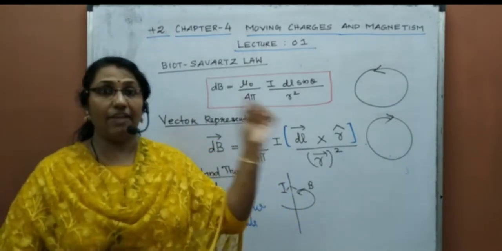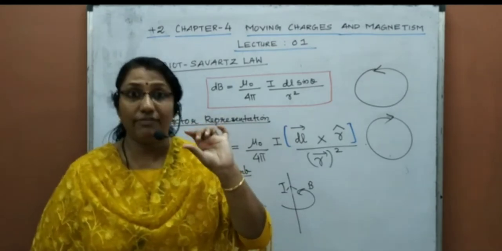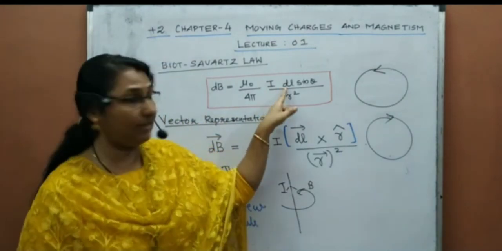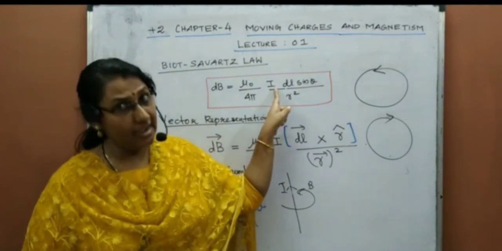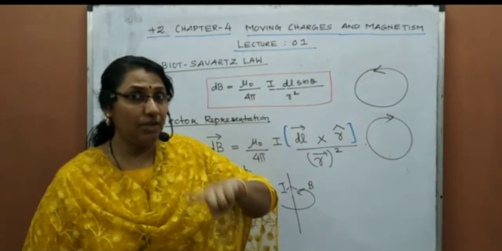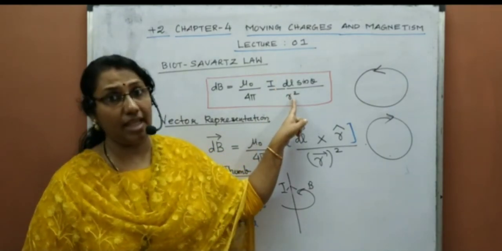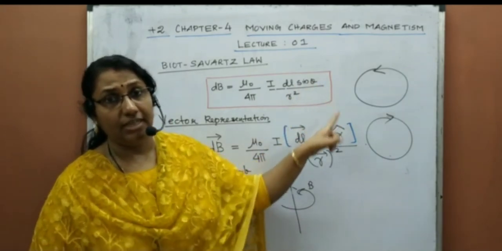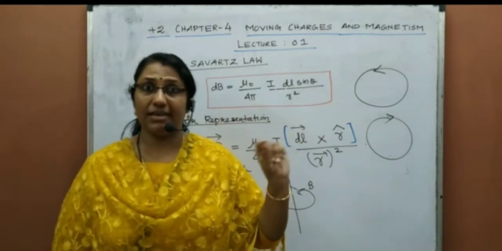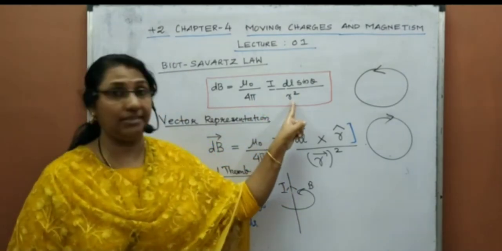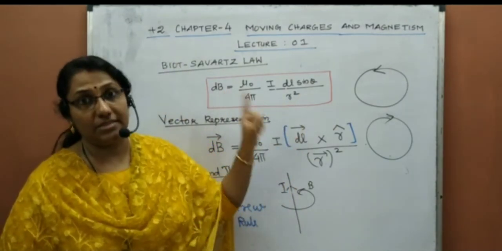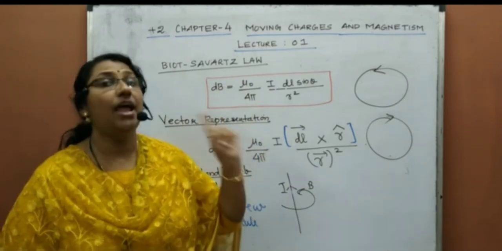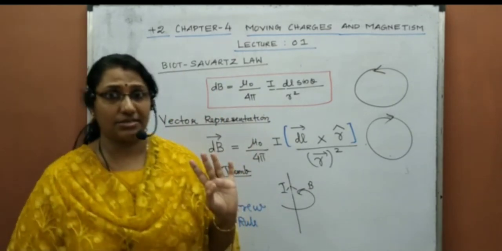They took a very small current carrying segment of length dl, carrying a current I. A point P which is at a distance r from the current carrying segment, making an angle theta to the direction of current. Then the magnetic field dB is directly proportional to I dl sin theta by r square, or dB is equal to mu 0 by 4 pi I dl sin theta by r square.